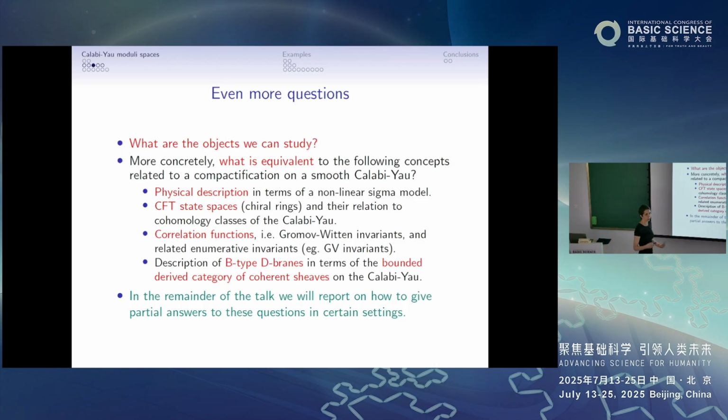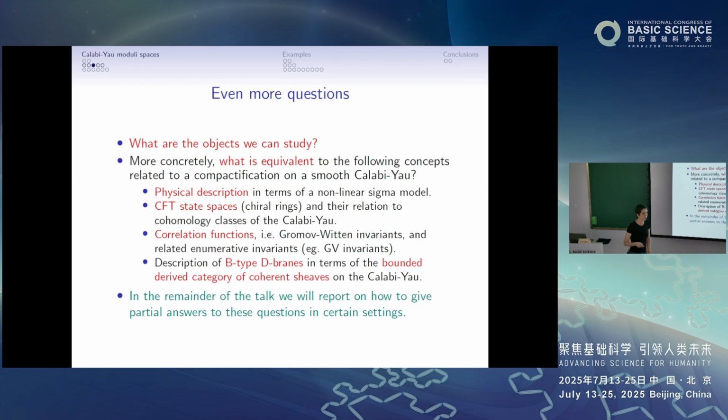If we have these state spaces, we can also insert them into correlation functions, especially in the topological sector, when we take certain chiral ring elements and insert them into a correlator. If we do that in a Calabi-Yau nonlinear sigma model setting, this would be called a Gromov-Witten invariant. But if we are somewhere in the moduli space where these descriptions are not accurate, we can ask ourselves what the equivalents of Gromov-Witten invariants are in these other limiting regions of the moduli space.